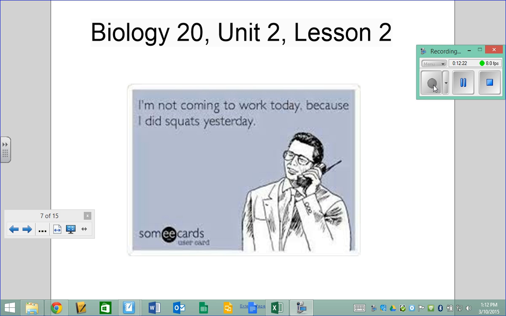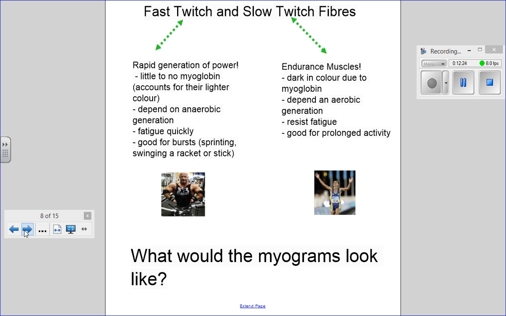So the topic of today's lesson is fast twitch and slow twitch fibers, and this is the only slide of notes that we're going to discuss today.